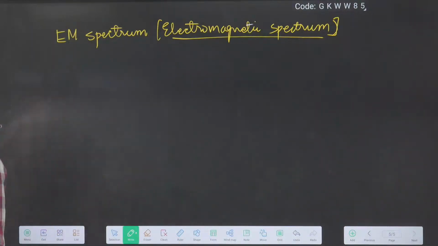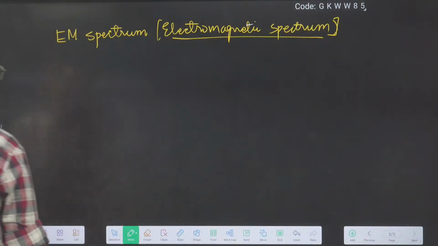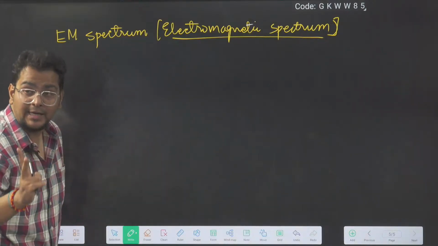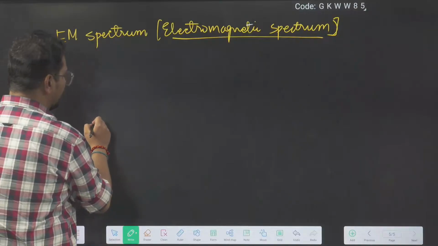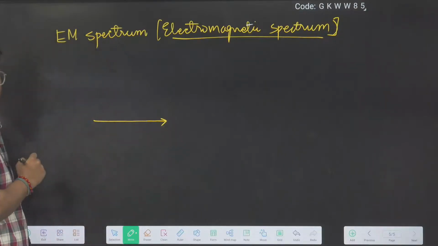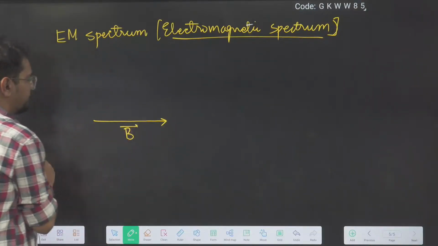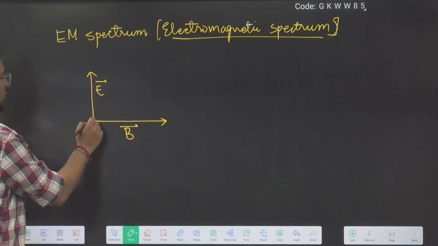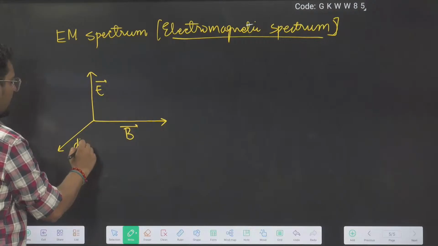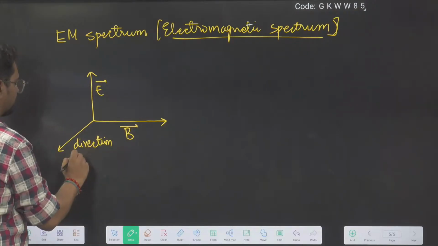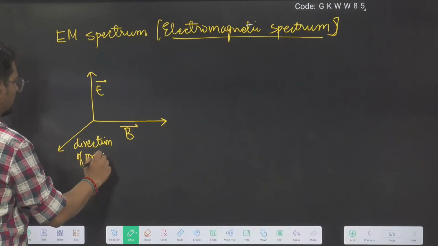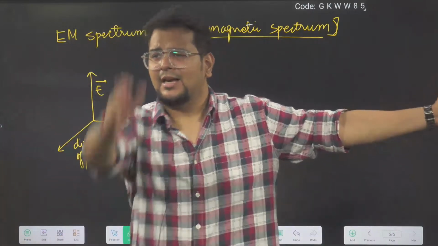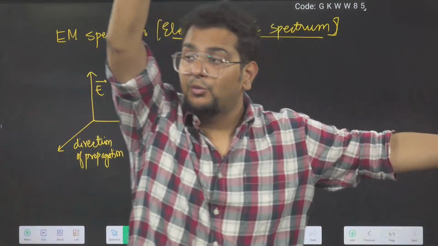So what is the meaning of electromagnetic waves first? Electro plus magnetic, electricity and magnetism together. So understand, if this is your magnetic field, this is your electric field, so this should be the direction of propagation. If this is the magnetic field, this is the electric field, the wave will move ahead.